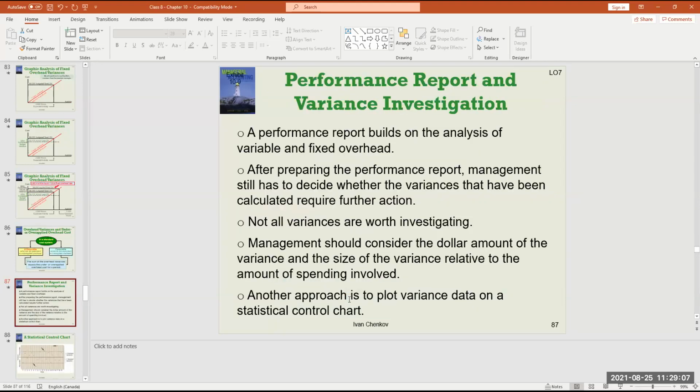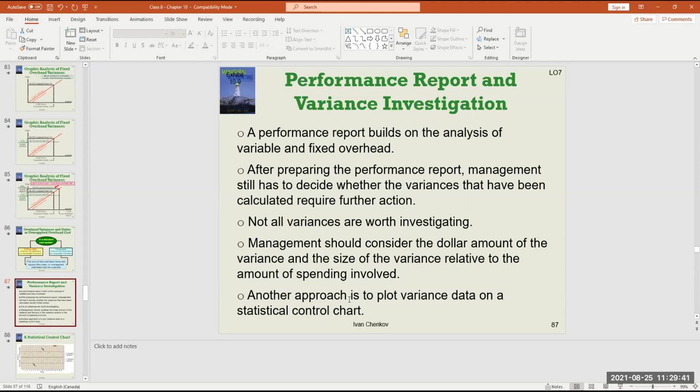Now the performance report and variance investigation. You always have to have this performance report in order to do analysis on the variable and the fixed overhead. Now, after preparing the performance report, you as a manager still have to decide which variances you should chase. Not all variances are worth chasing. You should only consider the variances which are high enough in numbers.